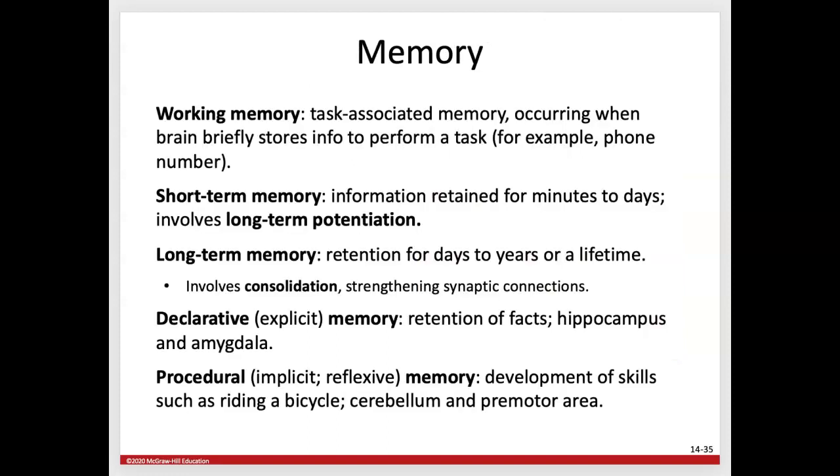Memory, working memory. I'm not going to read through everything on this slide because it's pretty straightforward. Just know the different types of memories: working memory, short-term memory, long-term memory, declarative memory, and procedural memory. Again, flashcards would be great for this. Pretty straightforward, different types of memory here.